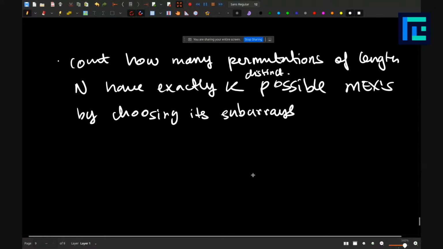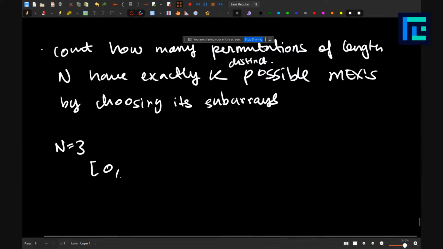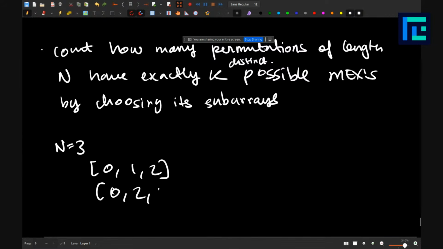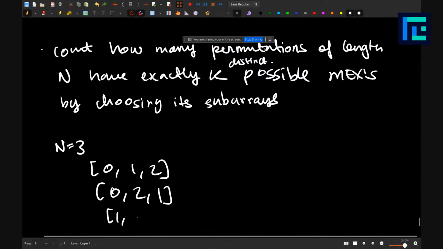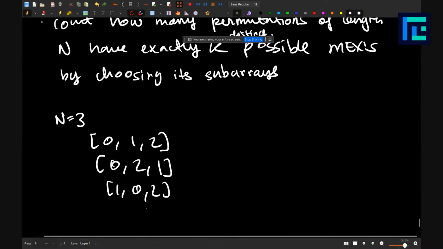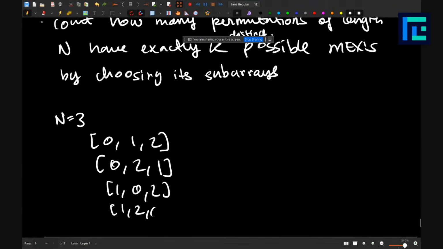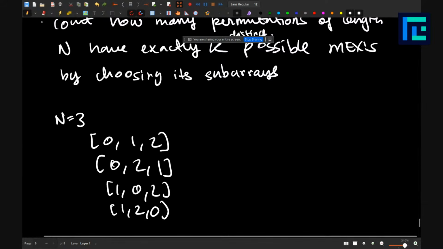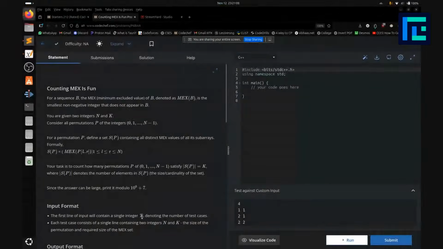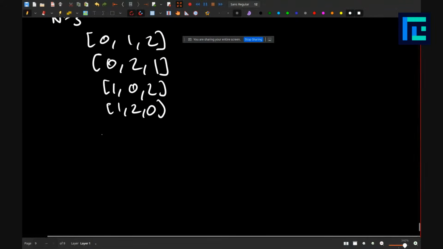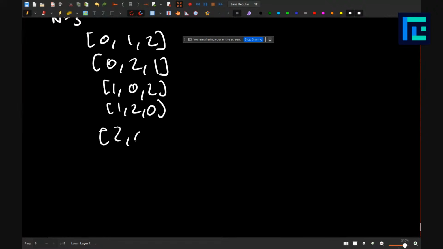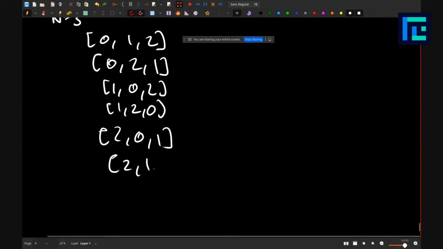So let's say our length is 3. What are the possible permutations? We have 0, 1, 2. We have 0, 2, 1. We have 1, 0, 2. We have 1, 2, 0. So there are many different permutations possible. And we have 2, 0, 1 and 2, 1, 0. All these different permutations are there.